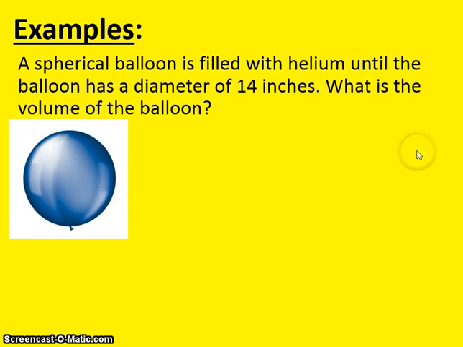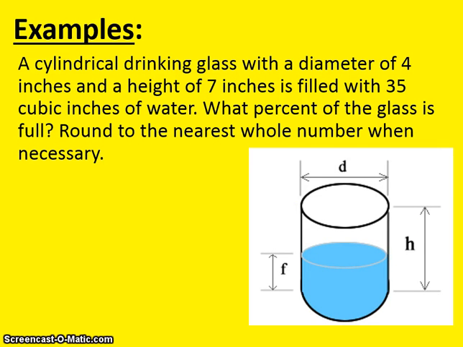Let's do one more example. A cylindrical drinking glass with a diameter of 4 inches and a height of 7 inches is filled with 35 cubic inches of water. What percent of the glass is full? Round to the nearest whole number when necessary. Well, go back to your volume formulas. The volume for a cylinder is pi times the radius squared times the height. So it's telling us that the diameter is 4, which means that the radius is 2. So the volume is 3.14 times the radius, which is 2, squared, times the height, which is 7.